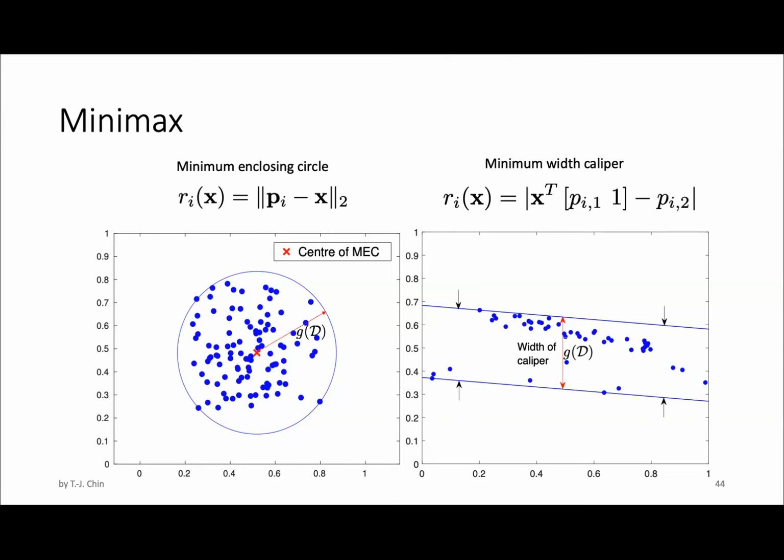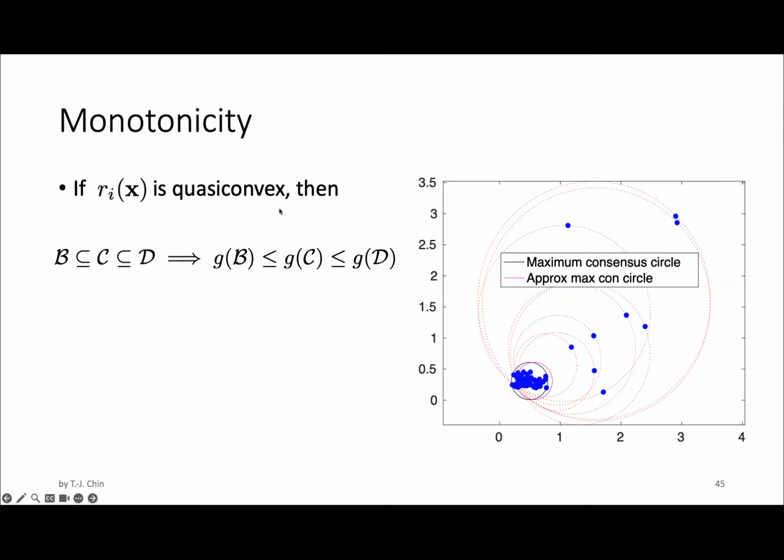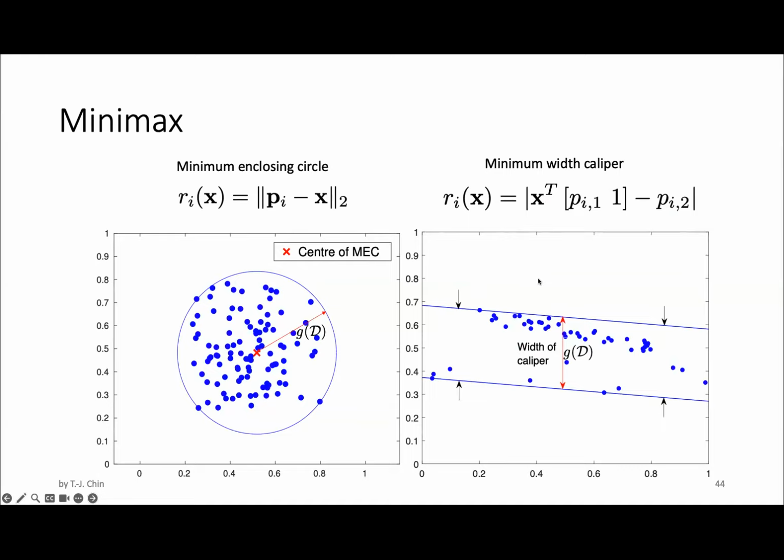So if residuals are quasi-convex, then the minimax problem G is also monotonic, meaning that if you have data sets, data points that are subsets of each other, G of B is never bigger than G of C because B is a subset of C. Okay, so again, to motivate that, if I throw more points into the set of blue points here, the minimum width band cannot reduce. It can only stay the same or grow bigger. Okay, so that's what monotonicity means.